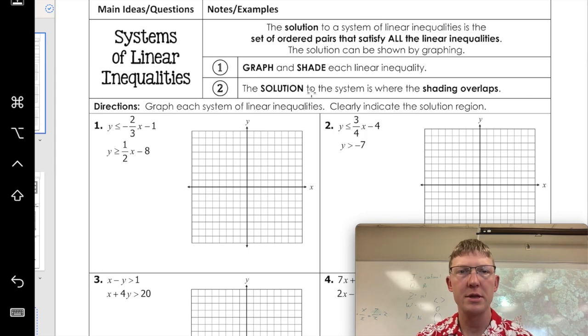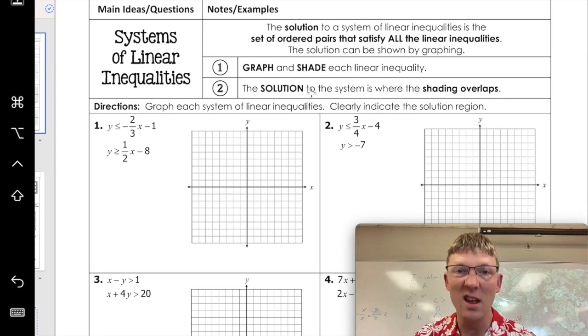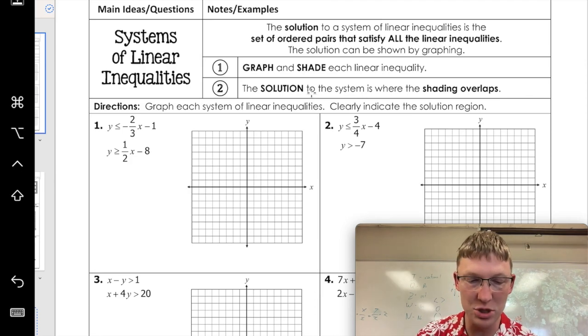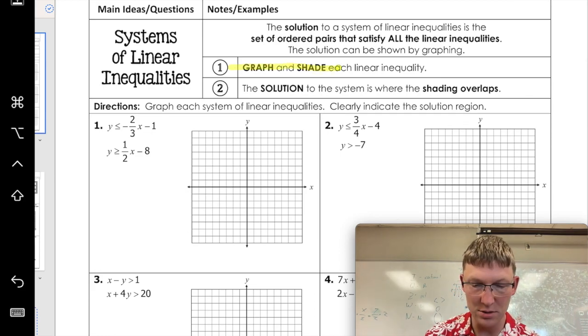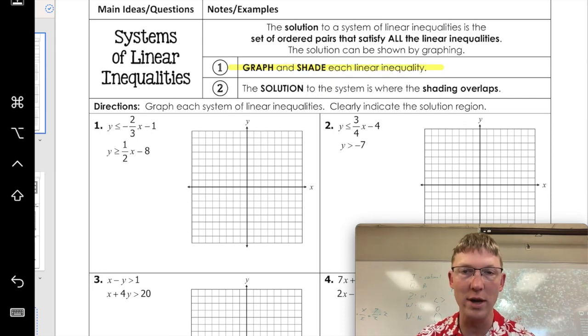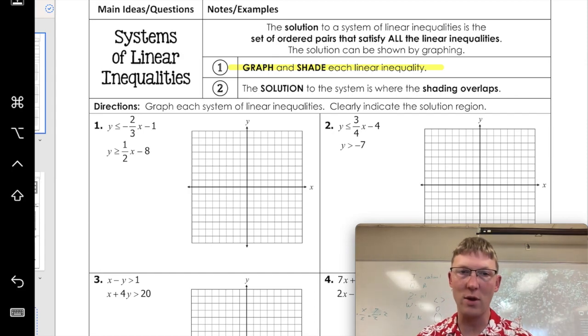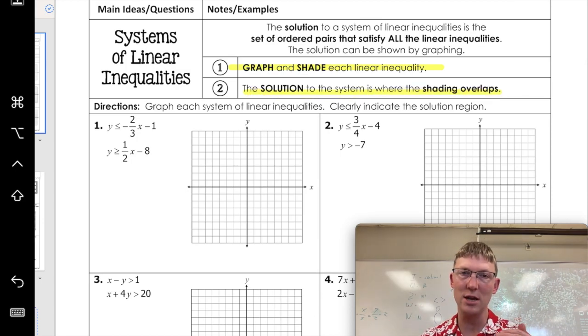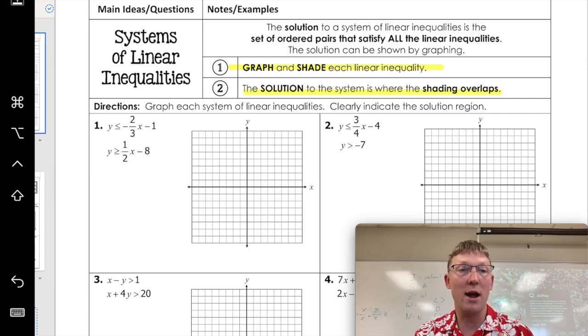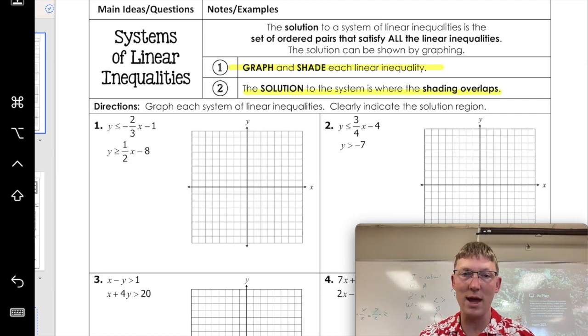All right, so here we are with solving systems of linear inequalities. And believe it or not, there's not that much new stuff here. All you really have to do is take each equation, graph it, and then you'll shade either above or below it, depending on whether it's greater than or less than. And then the solution is wherever you have two overlapping shaded parts. That's it. So you're going to graph two lines and figure out where they overlap. And that's all that we're doing this time. So let's try some examples and see how it goes.